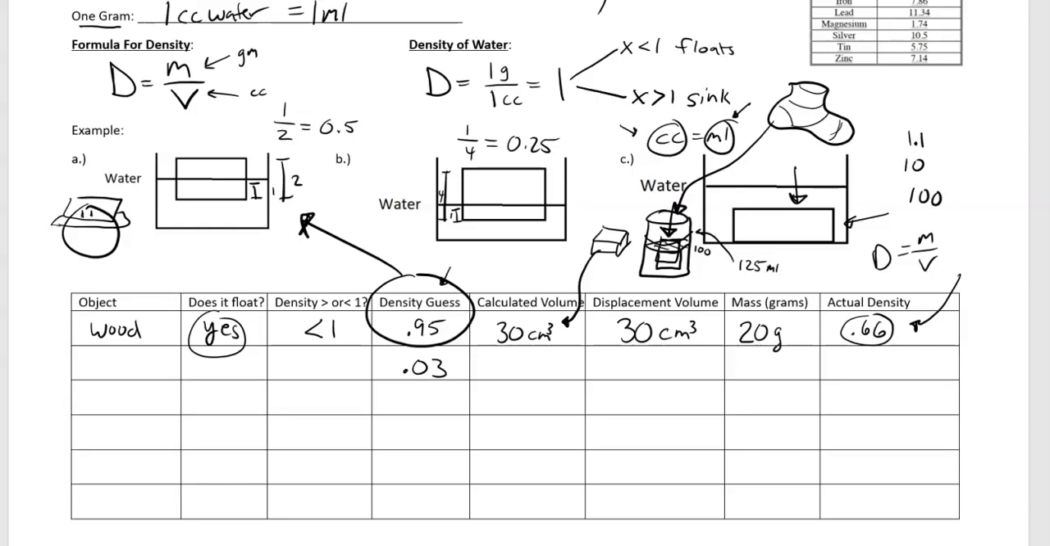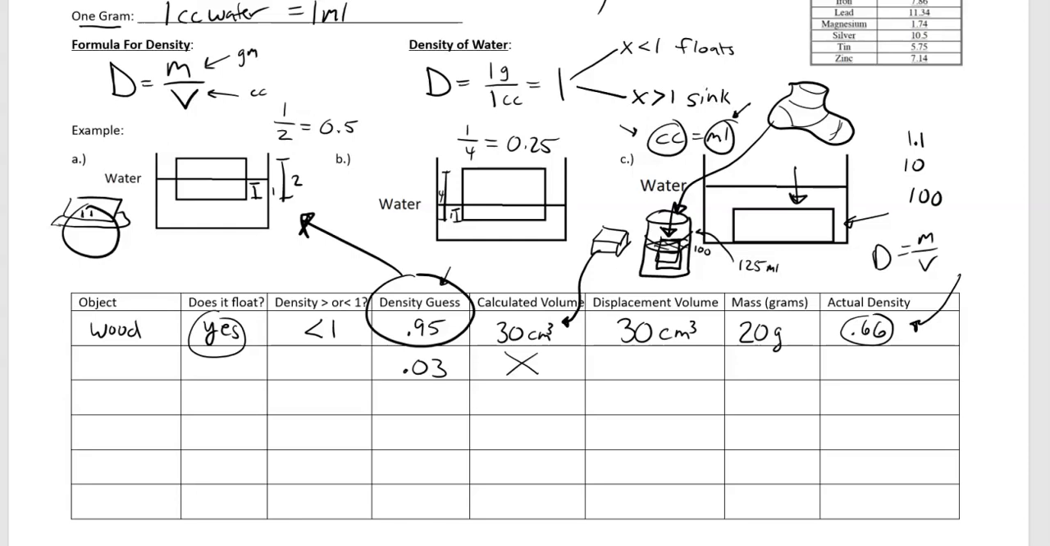And when they found out their displacement volume, I didn't have them find this volume with a ruler, they were just able to do the displacement volume. And they found out what the mass was in grams. It sure enough was very close to a density of 0.03 or something like that. So that is basically what we were doing.